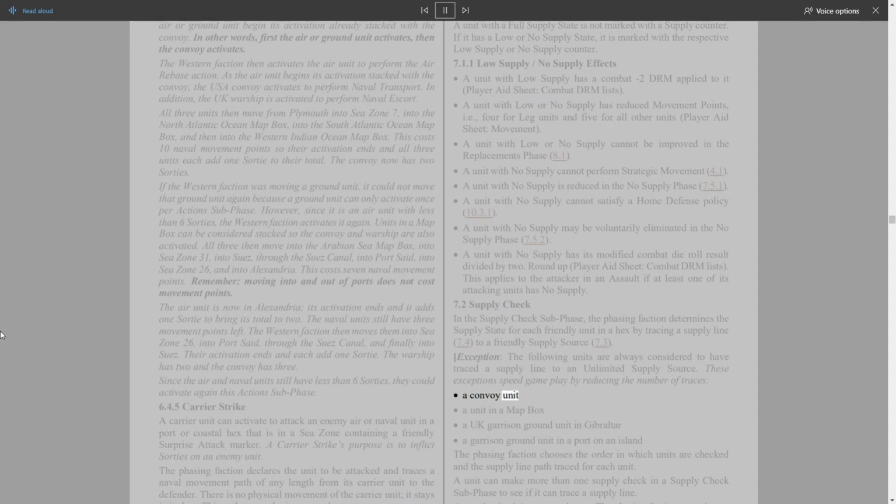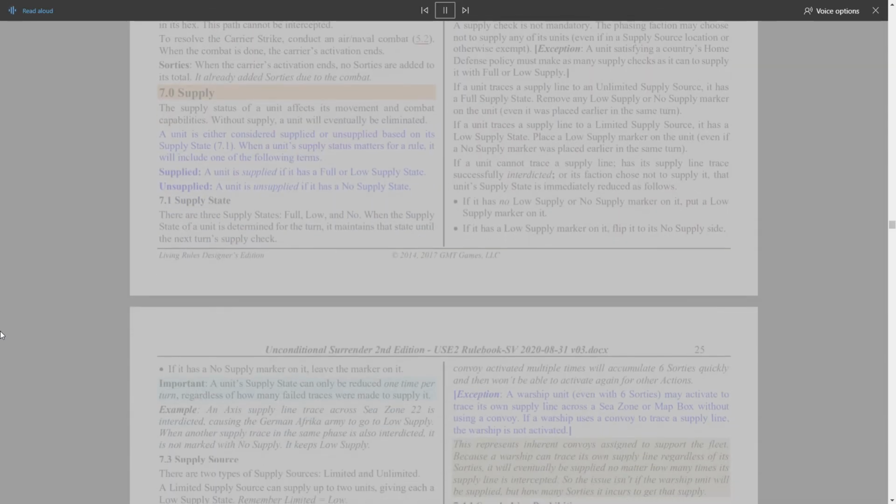A convoy unit. A unit in a map box. A UK garrison ground unit in Gibraltar. A garrison ground unit in a port on an island. The phasing faction chooses the order in which units are checked, and the supply line path traced for each unit. A unit can make more than one supply check in a supply check subphase to see if it can trace a supply line. A supply check is not mandatory.